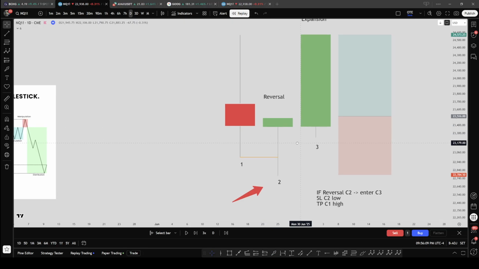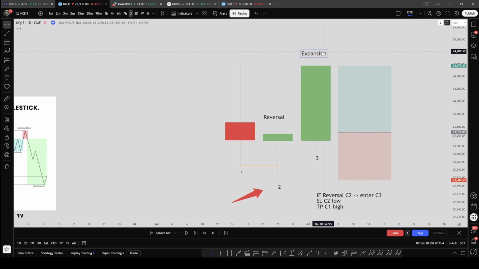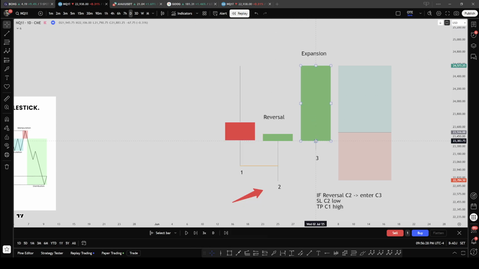Now the framework is, once the reversal candle is formed, you want to get in on side for candle 3, and you're anticipating that candle 3 is going to be an expansion candle. An expansion candle is usually denoted by a small wick and a big body. These are the most powerful candles in my opinion. I should say the easier candles to trade.